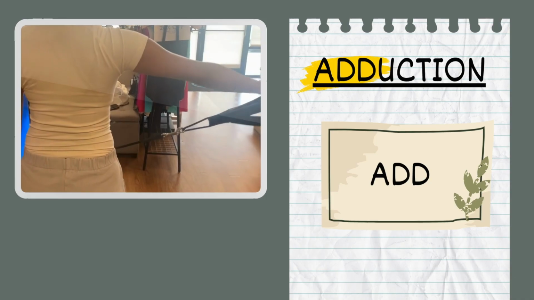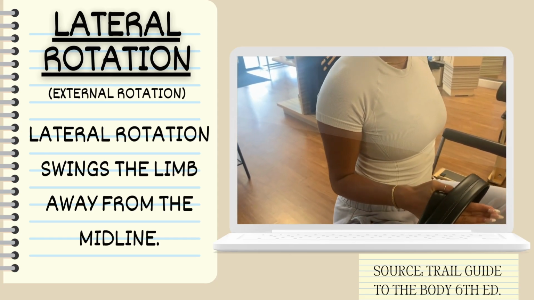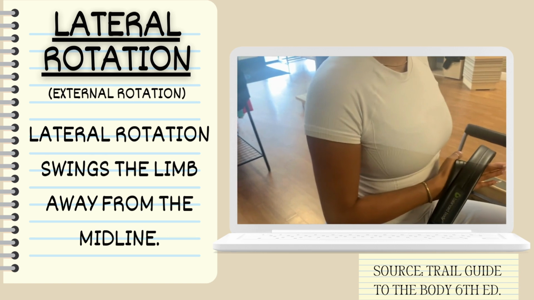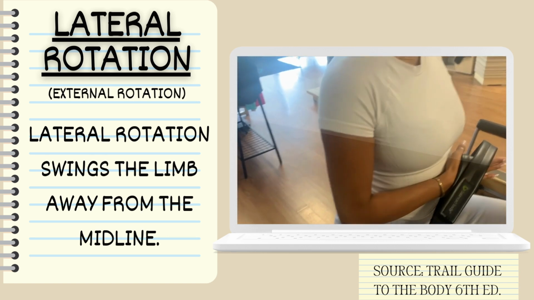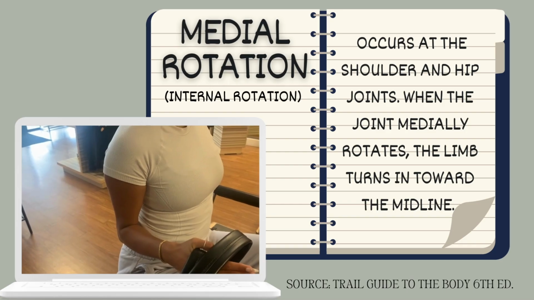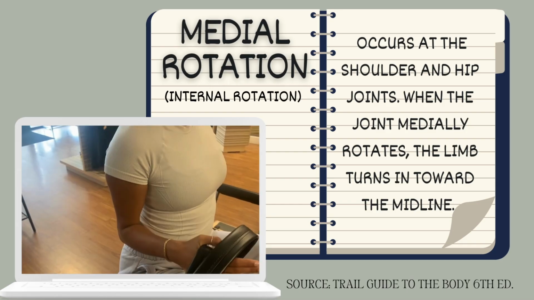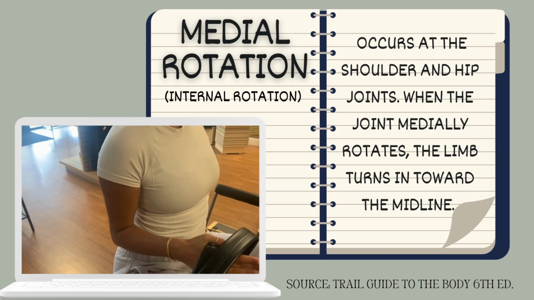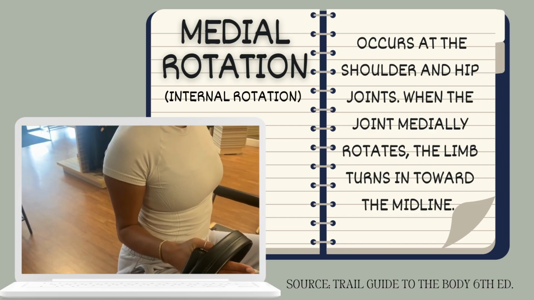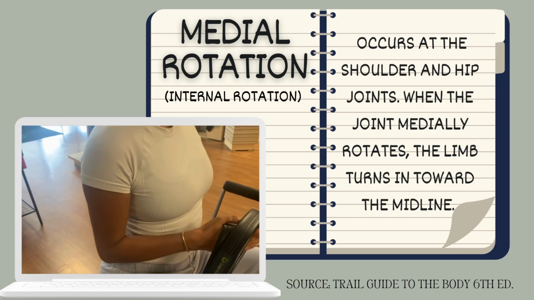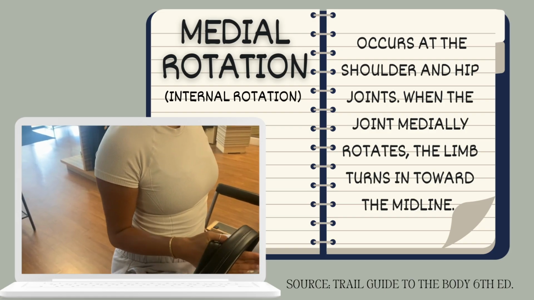Adduction. Lateral rotation or external rotation happens when you rotate or swing your arm or leg away from the midline of the body. Medial rotation or internal rotation happens when you rotate that limb towards the midline of the body. Both medial and lateral rotation only happen at the shoulder and hip joint because they're ball and socket joints.